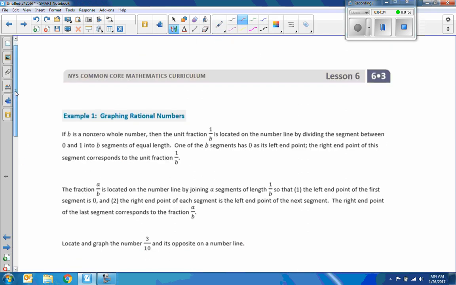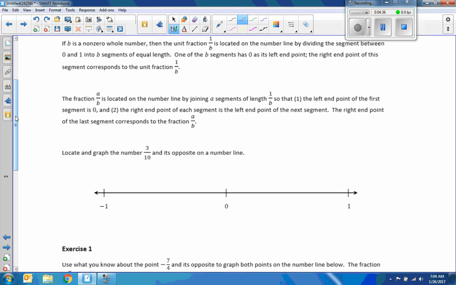And here's example 1. If b is a non-zero whole number. Okay, so let's stop right there. It can't be 0, and it has to be a whole number. Do you know what a whole number is? Whole numbers are numbers on the number line that include 0 and go to the right forever, no decimals or fractions. So 1, 2, 3, 4, 5 to infinity.